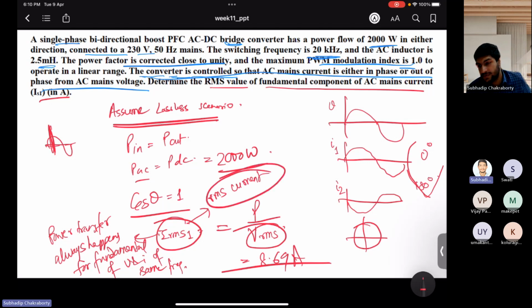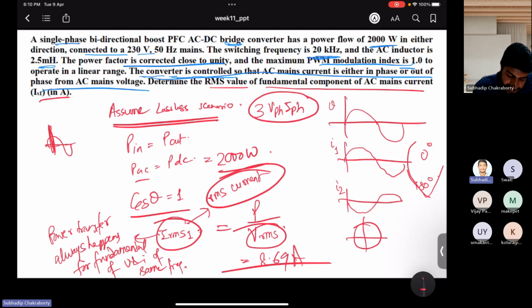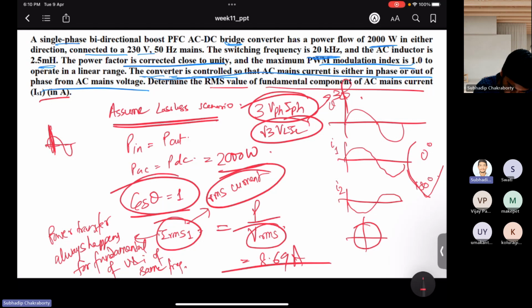Someone was confused. Always when you calculate power, you get the RMS values of the currents. If it is star connected, then you would have to apply accordingly, whether 3 V phase into I phase for phase quantities, or √3 VL into IL, for three phase. But this is single phase, so V into I into cos phi. Now cos phi is 1, so P is nothing but V RMS into I RMS.